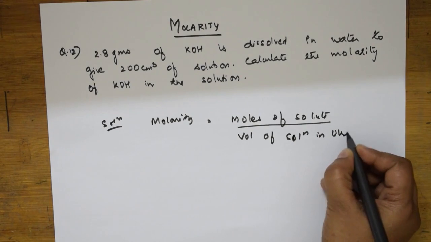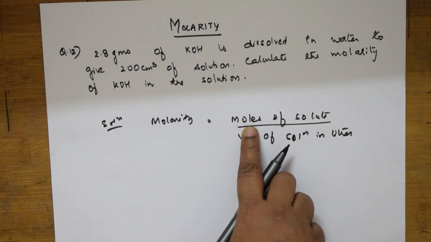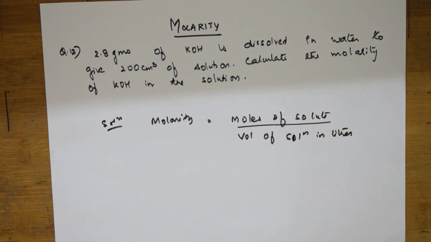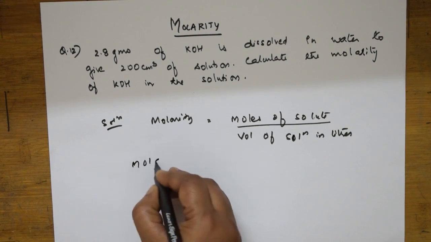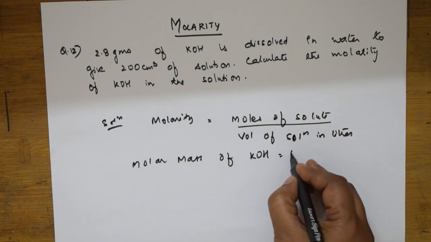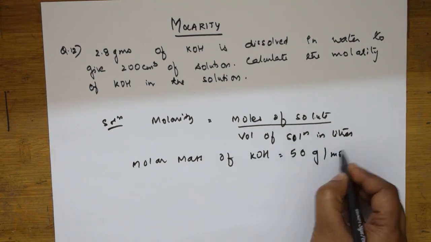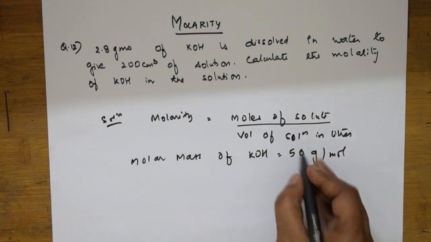Yes. So here, what data is given? Moles of solute means nothing but weight by molecular weight, isn't it? But here they've given 2.8 grams of KOH dissolved in water to give 200 centimeter cube of solution. So first of all, let us calculate the molar mass. Molar mass of KOH is equal to how much? 39 plus 16 plus 1, so this comes to 56 gram per mole.